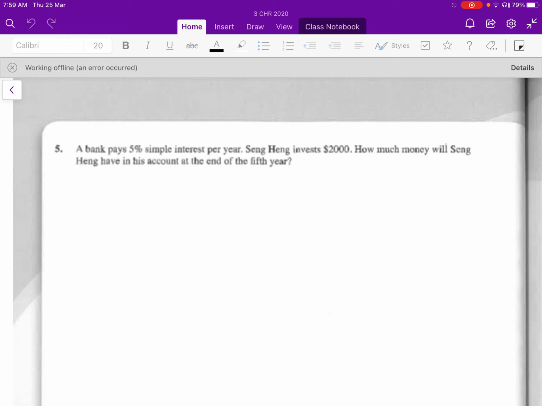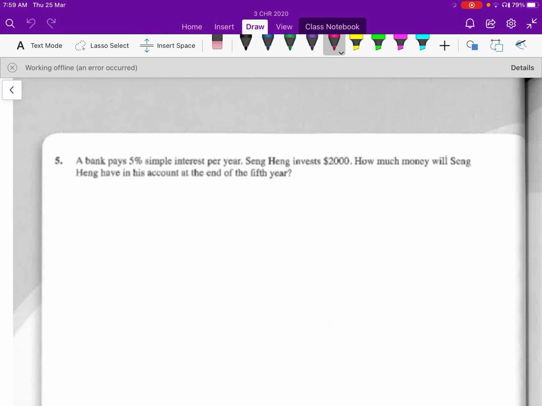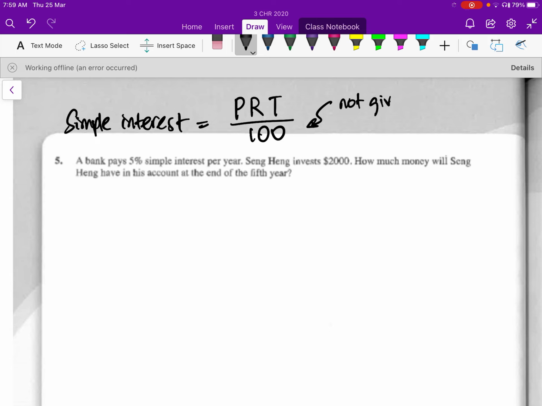Let us recall the simple interest formula. Simple interest is principal times the rate times the time over 100. This is not given, so you must memorize. P is your principal, the amount of money that you started off with. R will be the rate, and T will be the number of years.